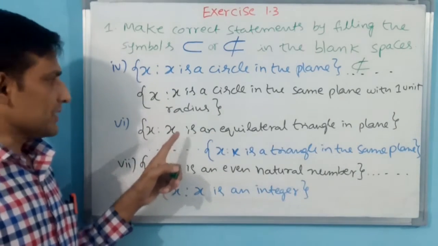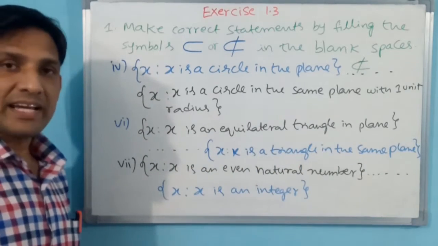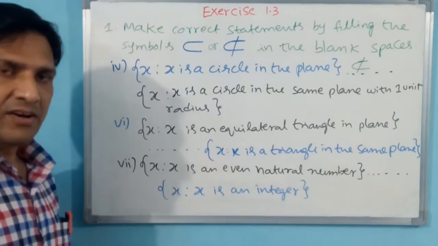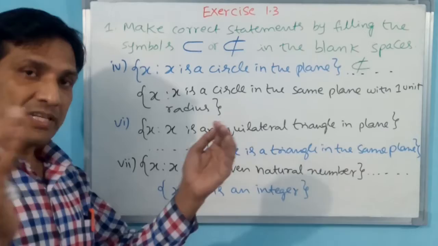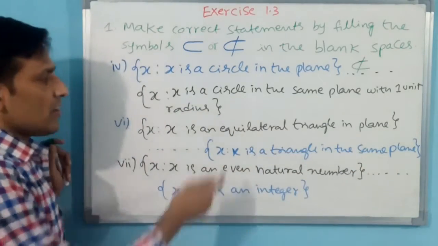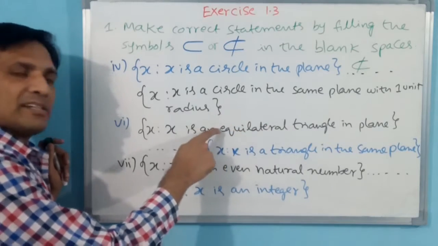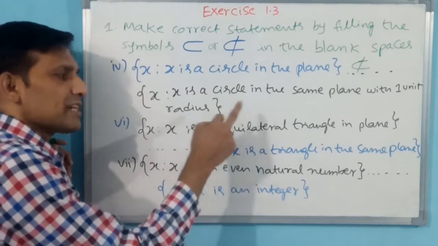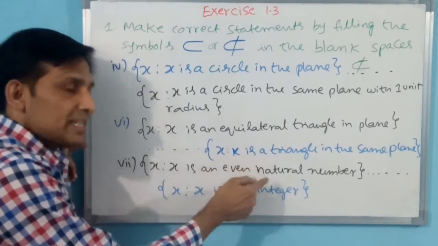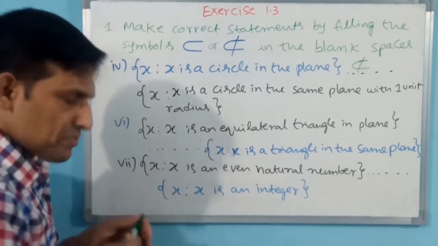For all values of x, x is an equilateral triangle in the plane. How many kinds of triangles are there? Scalene triangle, equilateral triangle, isosceles triangle, right angle triangle. All triangles come under the set of triangles. If this set of triangles is there, then automatically equilateral triangle is a subset of triangle. Isosceles triangle is a subset of triangle. Scalene triangle is a subset of triangle. Right angle triangle is a subset of triangle. Then it is a subset.